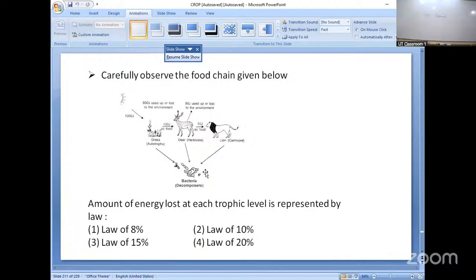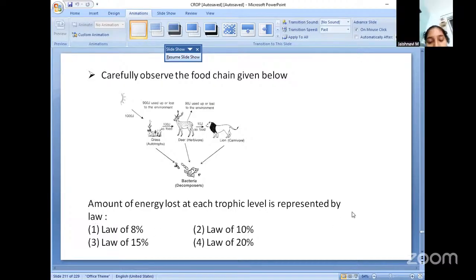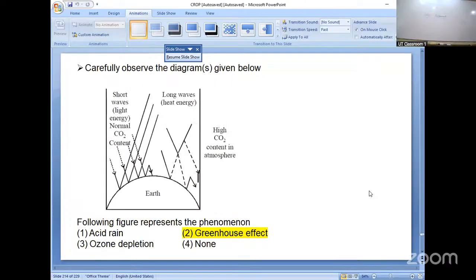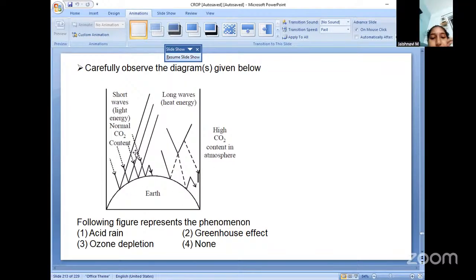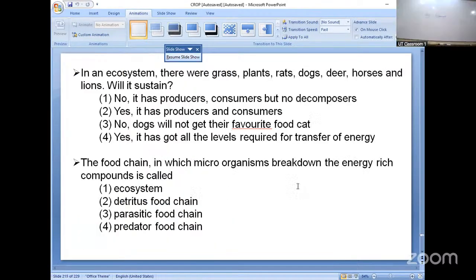Now, this is the food chain. The amount of energy lost at each trophic level is represented by the law of 10%. Now this is a diagram. Which phenomenon is it depicting? Ma'am, greenhouse effect. Greenhouse effect.